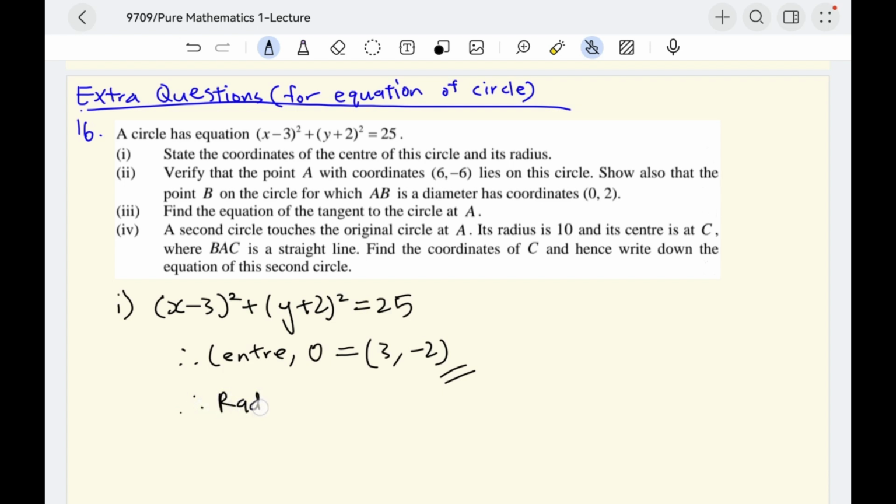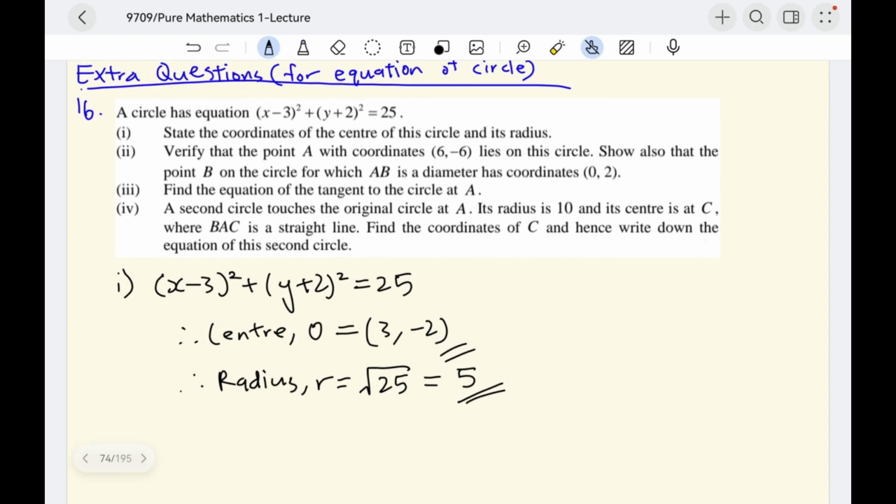What's the radius of this particular circle? It is the square root of this number, following the standard form of the equation of circle. So just take the square root of 25. That means your radius is 5. So that's all for this part. Let's move on to the second part.